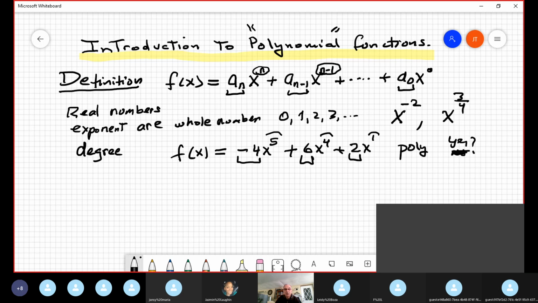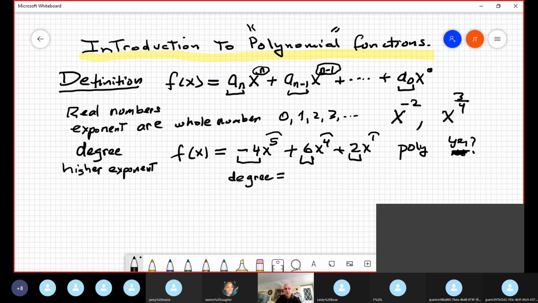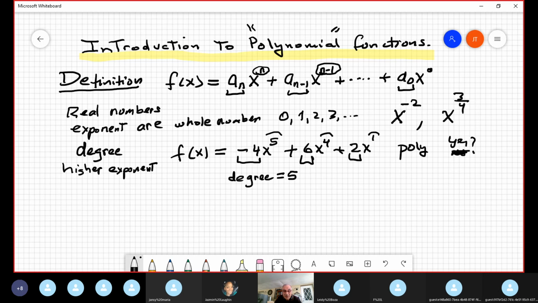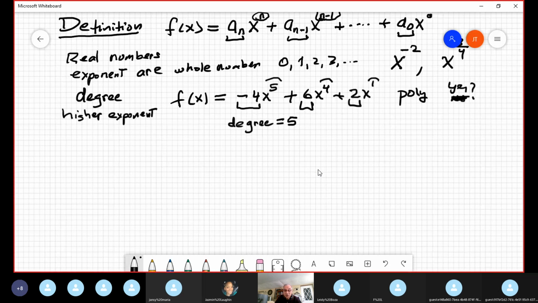Complementary to this, what is the degree of this polynomial? Remember, the definition is the higher exponent. What is the degree of this polynomial? 5. Degree 5. This is a polynomial, yes, a polynomial of degree 5. Okay? So, polynomial is a very important function that we need to know very well, because we are using polynomials in pre-calculus and calculus, which is the next subject you need to take, calculus 1.